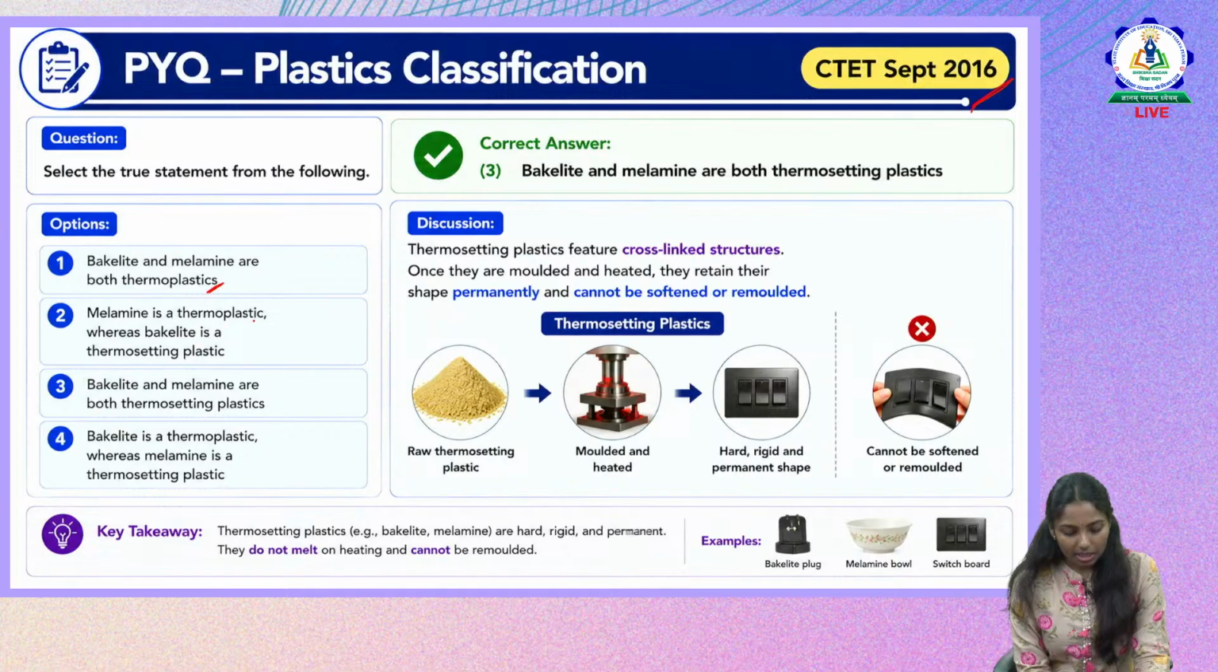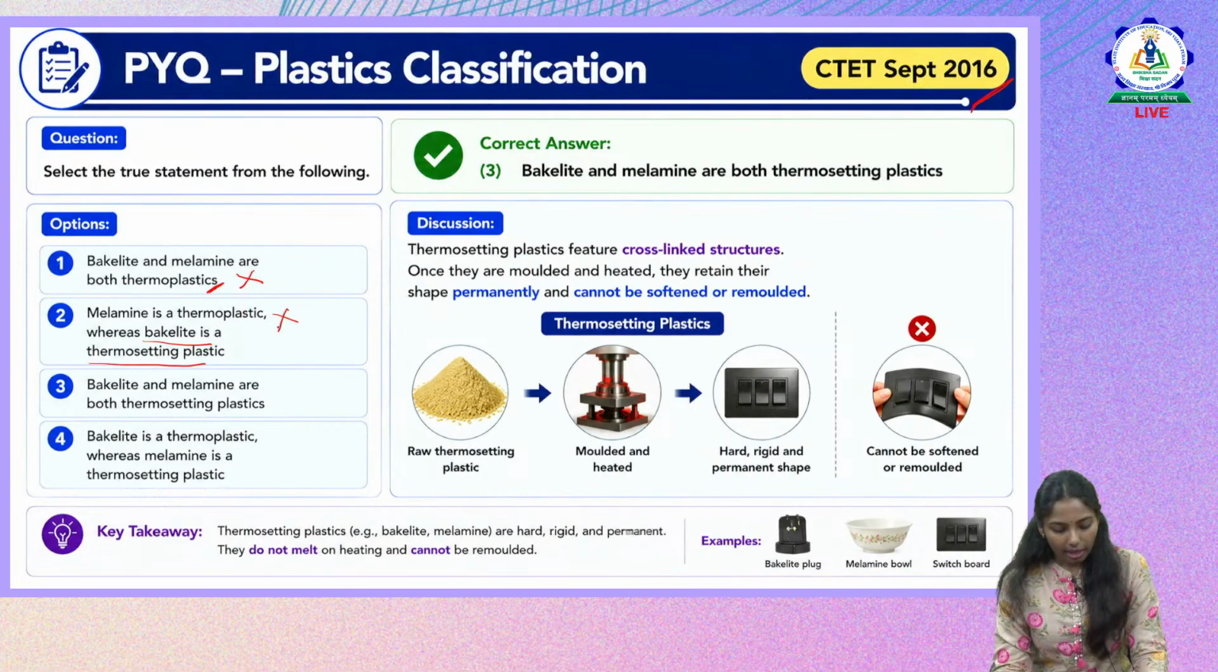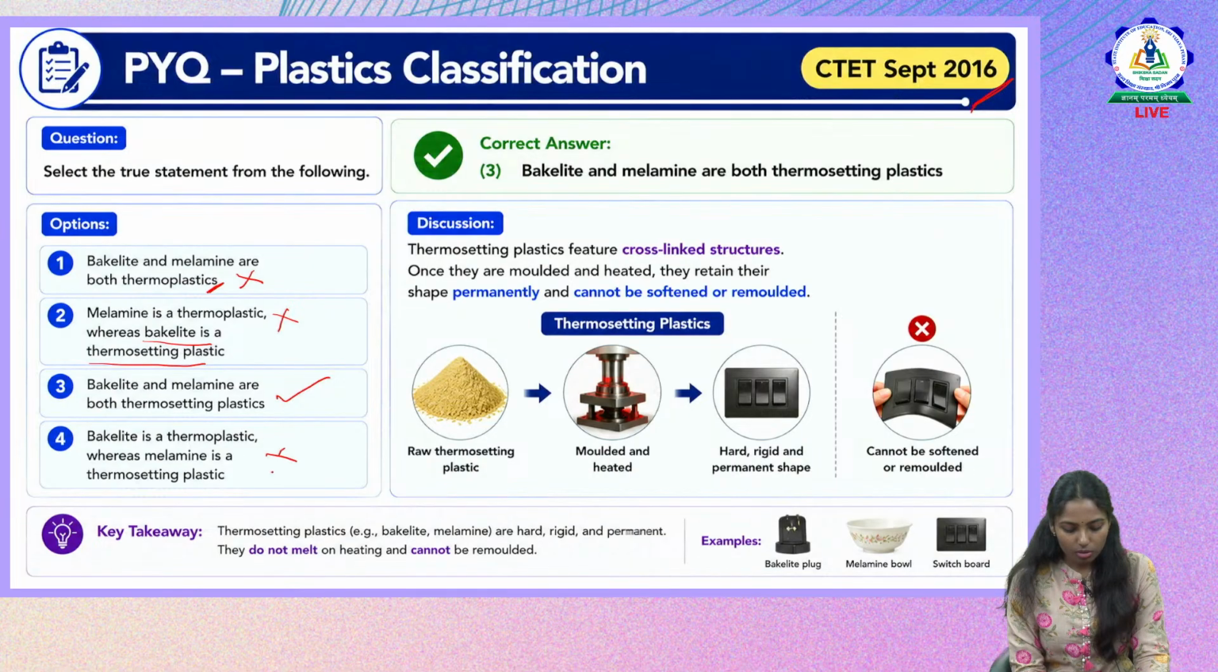Next, melamine is a thermoplastic, whereas bakelite is a thermosetting plastic. We talked about how switchboards are made. Epoxy resin is one of the examples of thermosetting plastic. So bakelite and melamine are both thermoplastics is a wrong option. Then we have melamine is a thermoplastic and bakelite is a thermosetting plastic. The second part of it is correct, but the first part is wrong. So this option also we can eliminate. The next we have bakelite and melamine both are thermosetting plastics. That's the correct option. The fourth one is bakelite is thermoplastic, whereas melamine is thermosetting plastic, the same mistake. So this is also wrong. So the answer we have is bakelite and melamine. It's a straightforward answer where you can remember the examples from the concept.